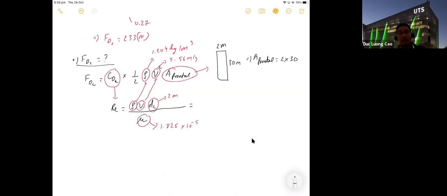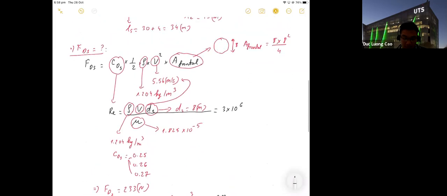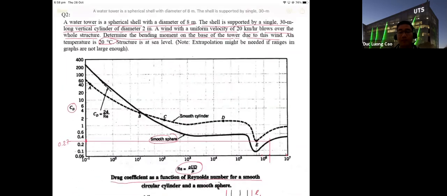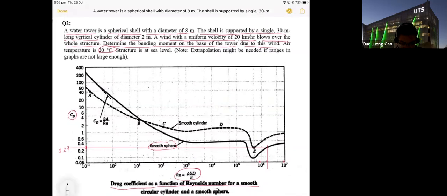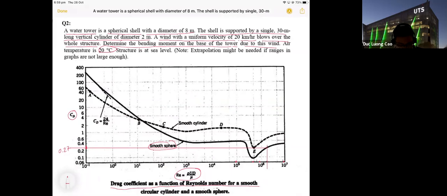Okay, so now, thank you, you're right. So now you find CD. We have 7.3 times 10 power 5, between 10 power 5 and 10 power 6. 7.3 times 10 power 5, maybe around here.